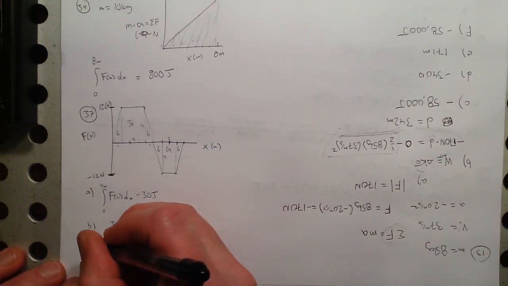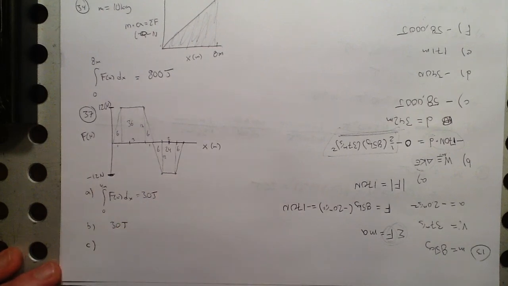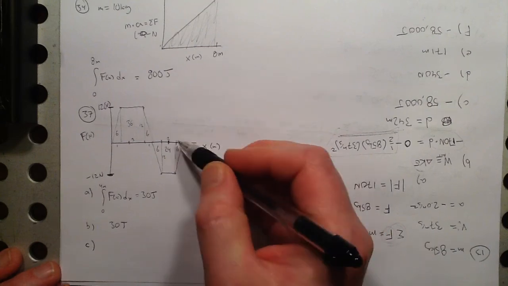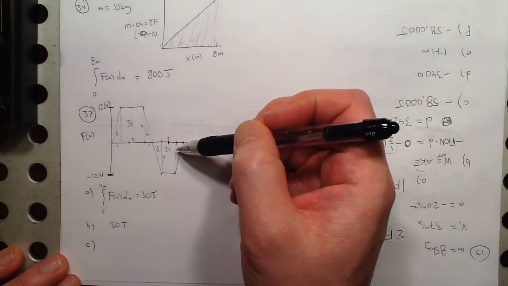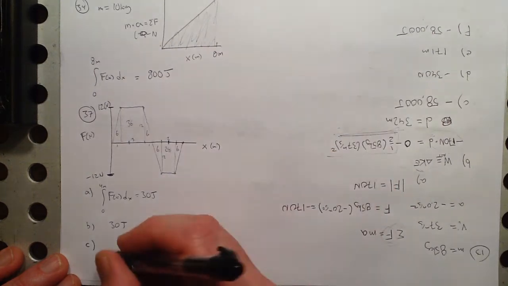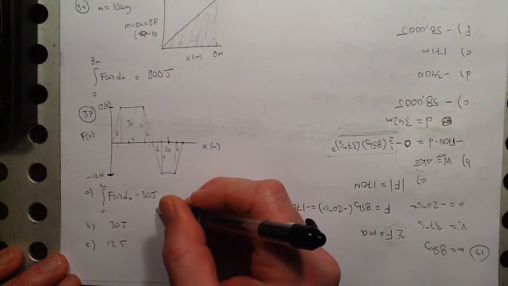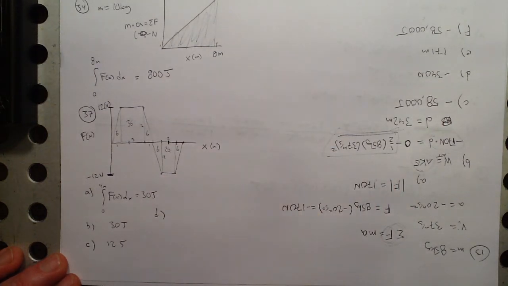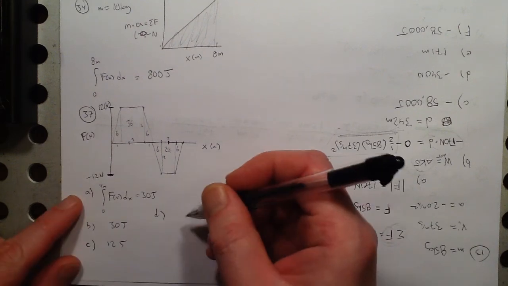And C, 9 meters, that's all the way, so that looks like just positive 12. Everything cancels out except for positive 12 joules. D, sorry, what is the particle's speed and direction of travel when it reaches 4, 7, and 9?